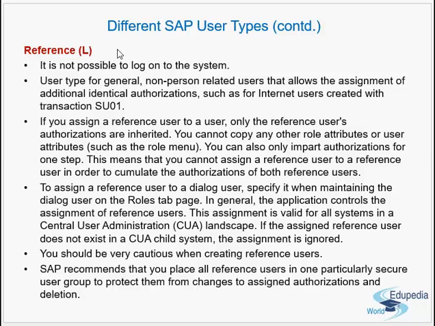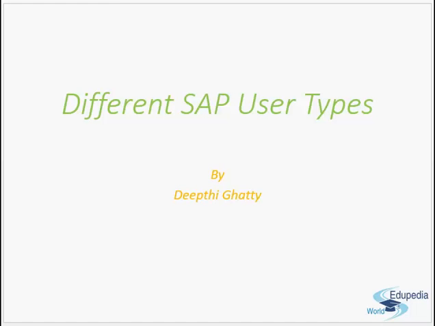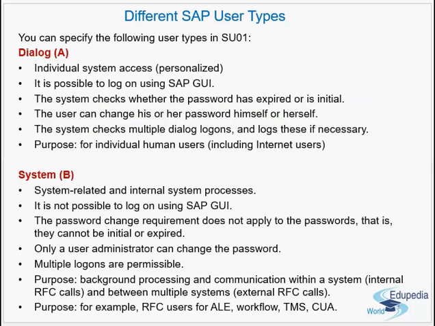So, briefing up what we have learned in this video: different SAP user types. We started with the Dialog user ID. It's used for individual human users. They log on to the system using SAP GUI. Here the system password restrictions like expired and initial are strictly checked. The user can change his or her password, and multiple Dialog logins are checked.